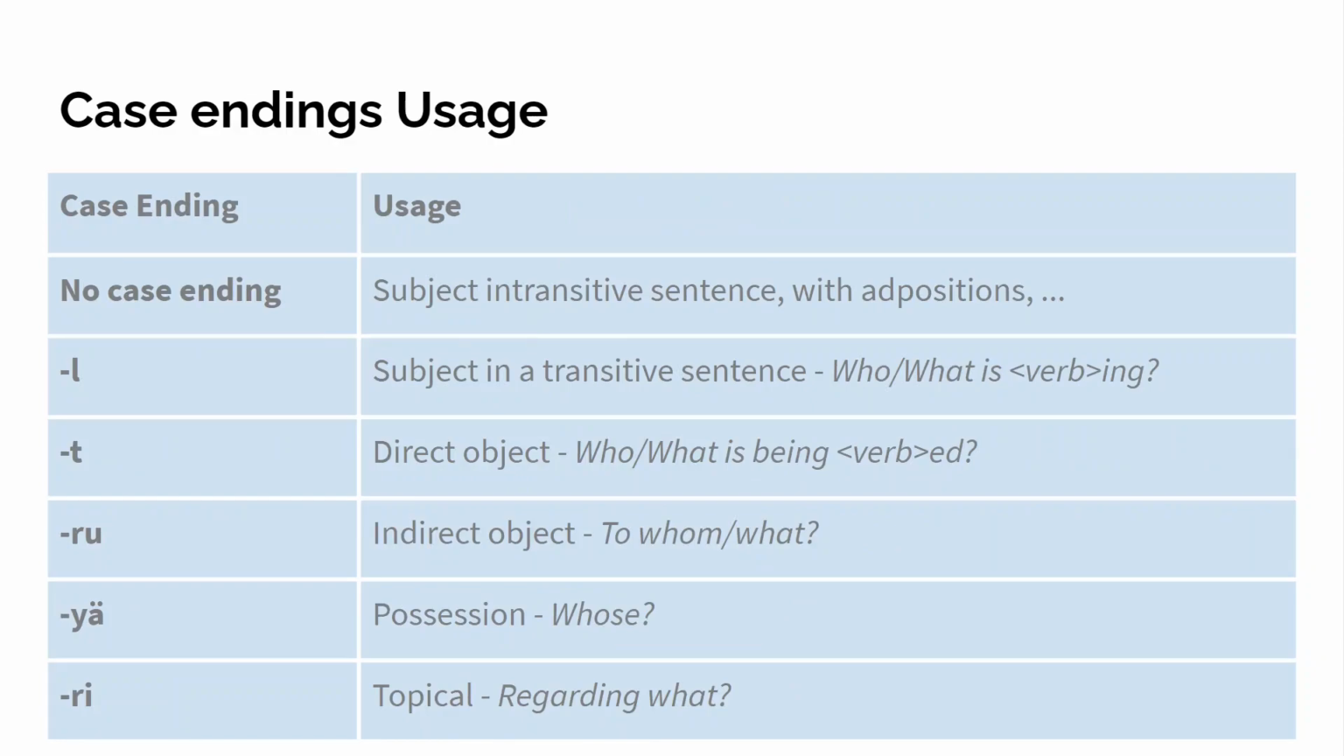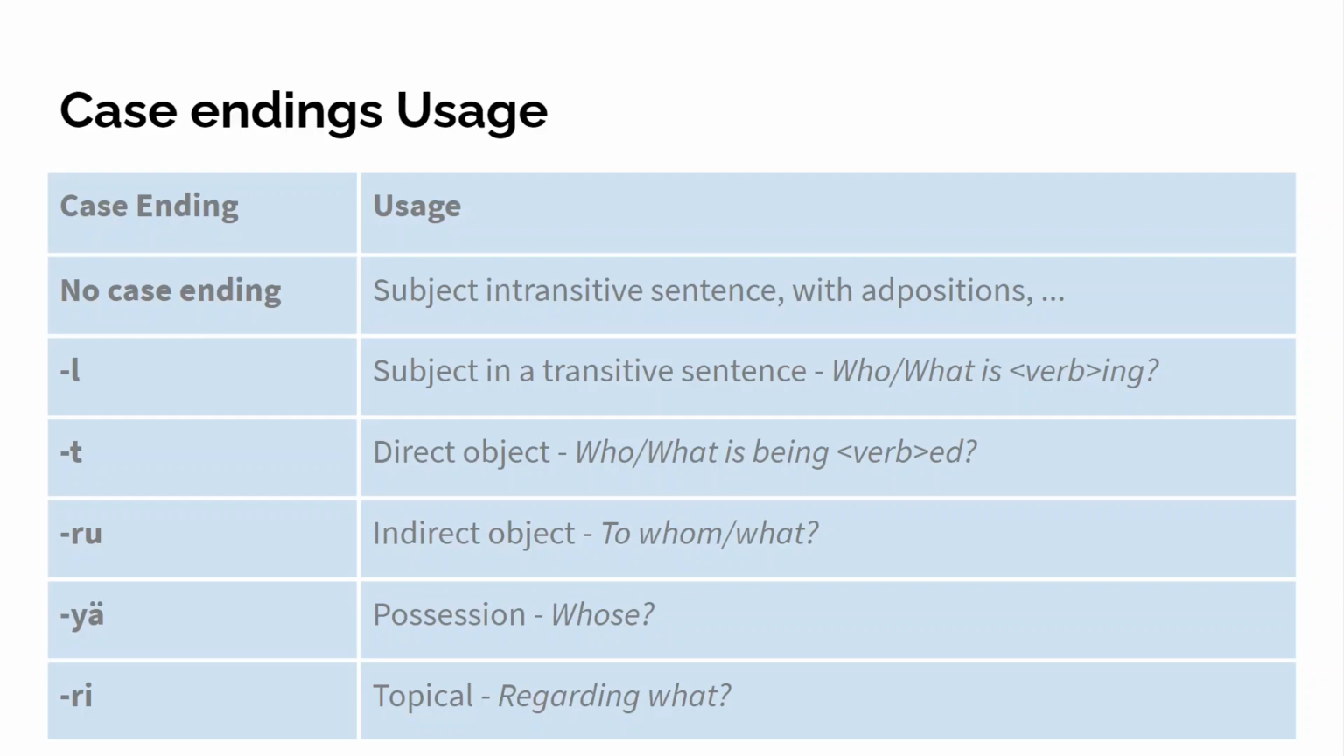No case ending is for the subject of an intransitive sentence. You can learn about intransitive sentences and transitive sentences and what that actually means also in video 2. But also after apposition, so I would say hunga and not hungal or hungati or hungaru or something like that. So after appositions, always no case ending. L is for the subject of a transitive sentence, so who or what is verbing, who or what is doing something, but only in transitive sentences, so if there's also a direct object.